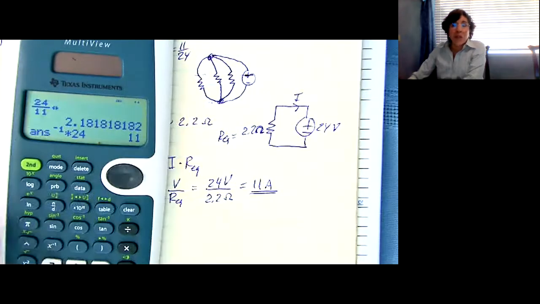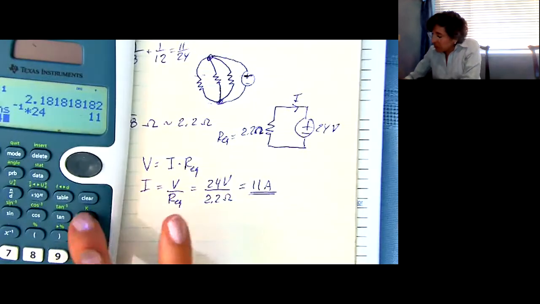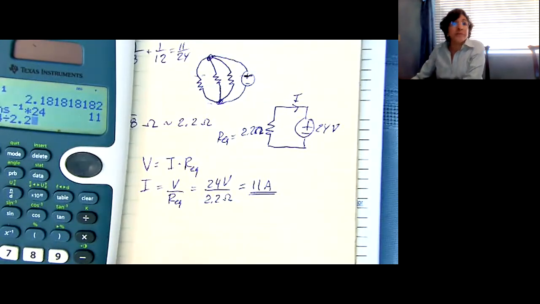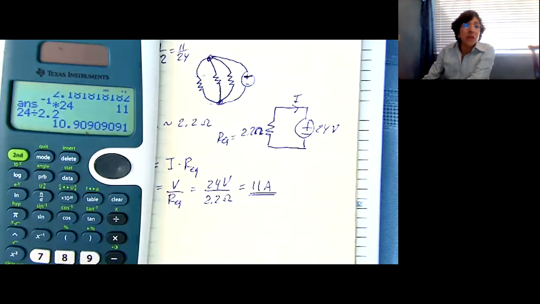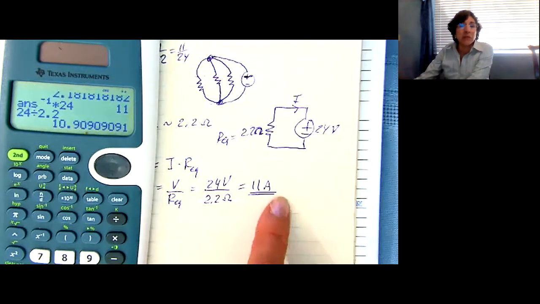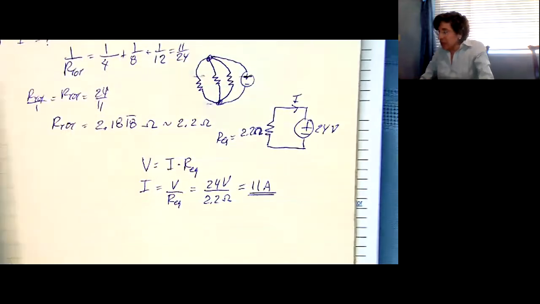And if you had rounded off, what would we get? We get 24 divided by 2.2. And this is exactly why I like you guys to try to keep your numbers as accurate as possible, not rounding off until the very, very end. So you would see 10.9, oh yeah, that's about 11, when actually it's exactly 11. All right, so we have 11 amps in this situation here.